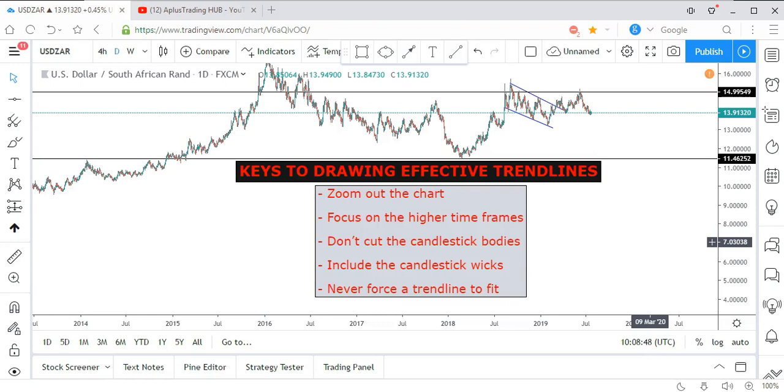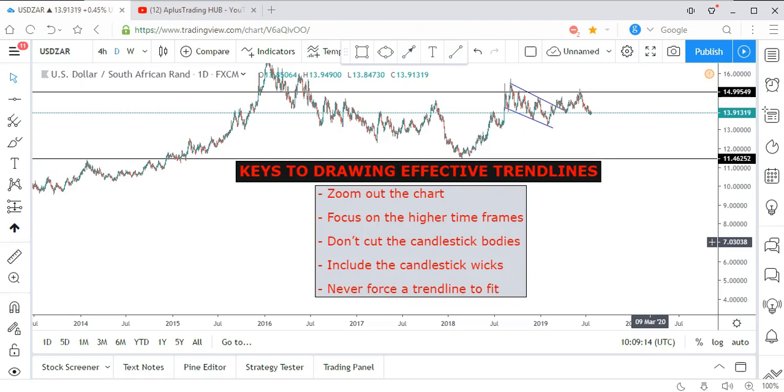Focus on the higher time frames. Don't go drawing your trend lines on the 1 hour, the 30 minute, the 15 minute time frame. They are not that effective if you want to stay and make money in this business for a long term. Don't cut the candlestick bodies. Like I see people draw their candlesticks and the candlestick will be looking like one confused stuff like that. So you don't have to cut your candlestick bodies.